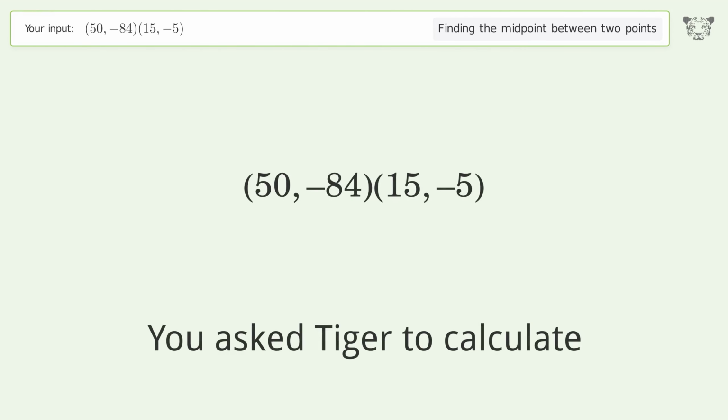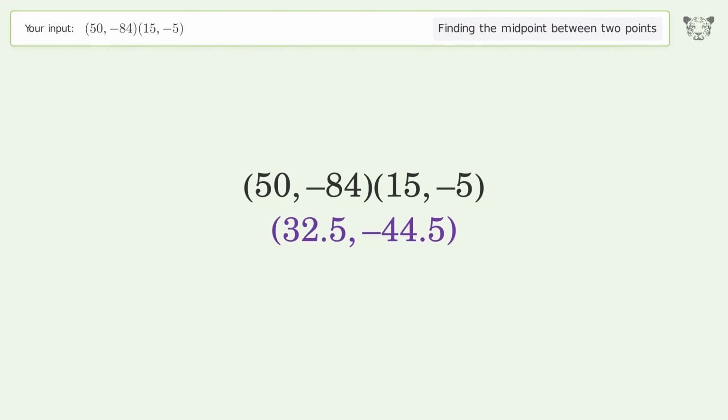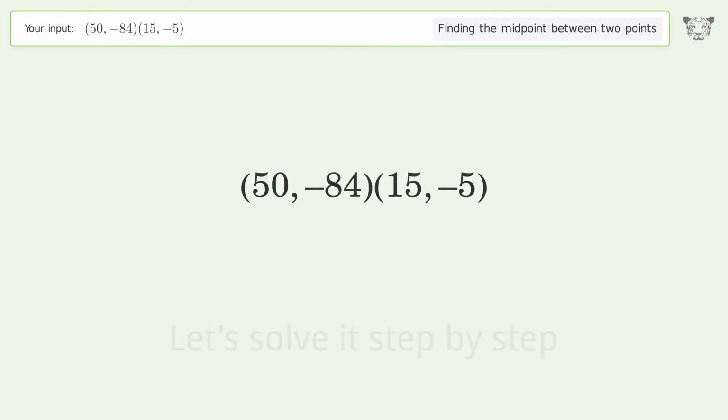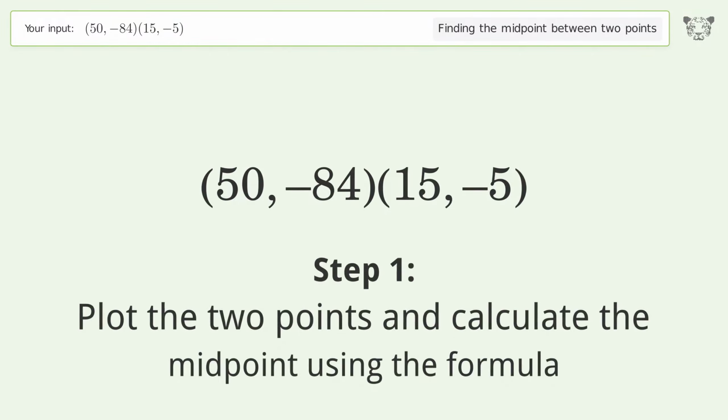You ask Tiger to calculate. This deals with finding the midpoint between 2 points. The midpoint between the 2 points is 32.5, negative 44.5. Let's solve it step by step. Plot the 2 points and calculate the midpoint using the formula.